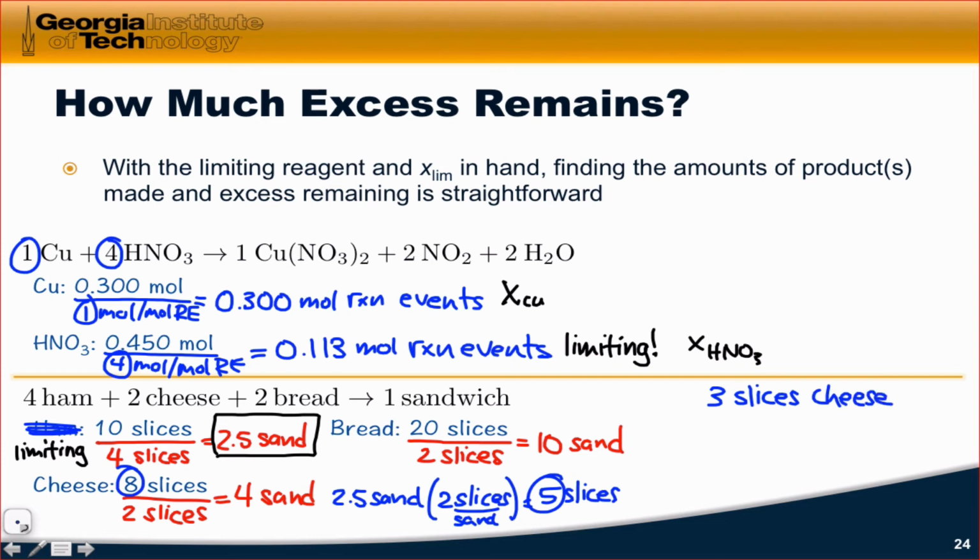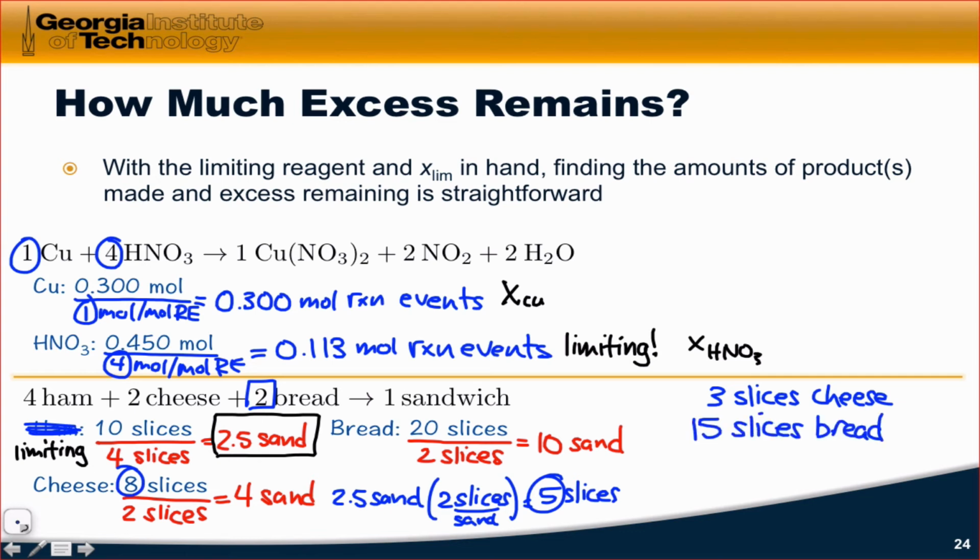Bread works the exact same way. We started with 20 slices. How many slices do we need to make 2.5 sandwiches? Well, we need 2.5 times 2 slices of bread per sandwich, for a total of 5. And so we'll end up with 20, what we started with, minus 5, what we used to produce the 2.5 sandwiches, or 15 slices of bread.